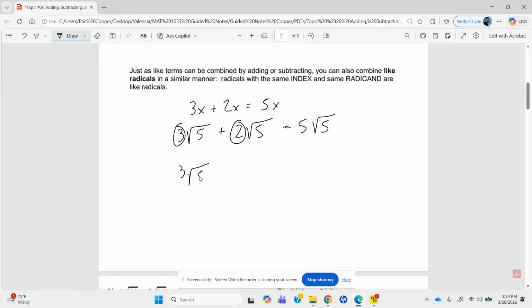Things that do not have the same radical, for example like this, would not be able to be combined. Also, things that have different indices: here I have 3 cube root of 5 plus 4 square root of 5. Yes, they both have 5 on the inside, but this one is a cube root and this one is a square root. They would not be able to be combined as well. Just the same way you can't combine x and y as like terms.